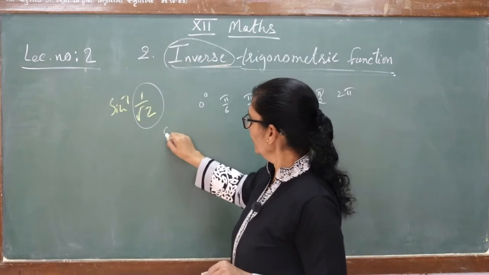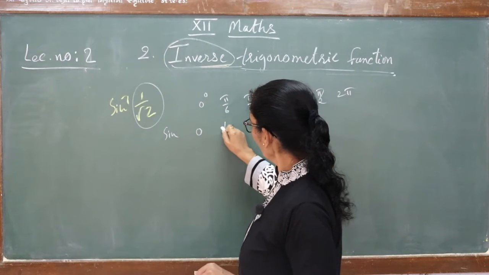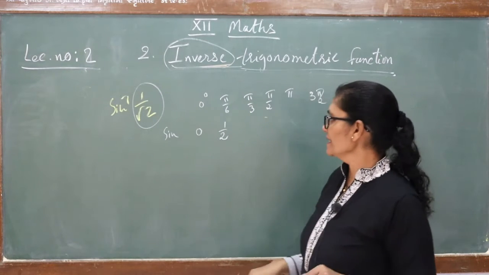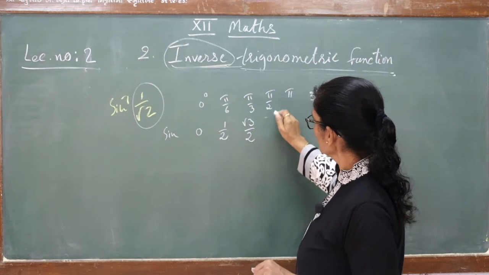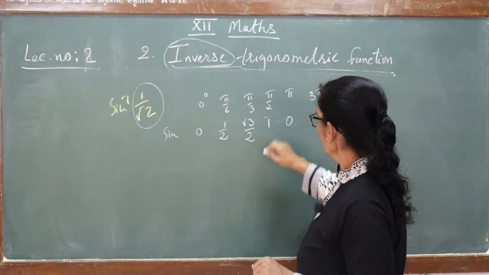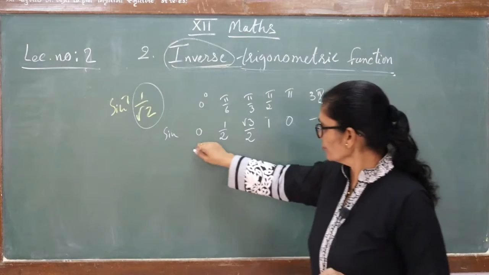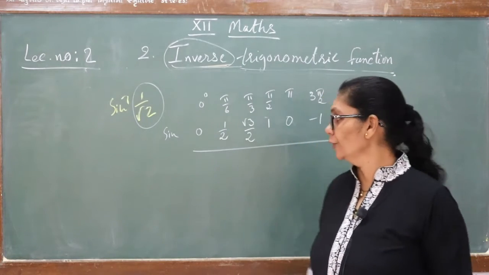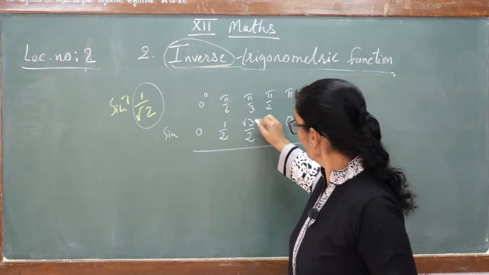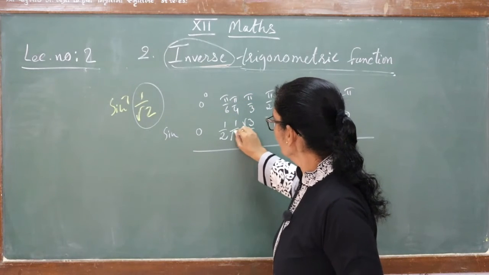Now I explain only for the sine function. First, sine 0 is 0, sine pi by 6 is half, then root 3 by 2, sine pi by 2 is 1, then minus 1, and this is 0. All these trigonometric values, how to make a table of them, you already learned in your class 10. So here I forgot pi by 4. So it is 1 by root 2.